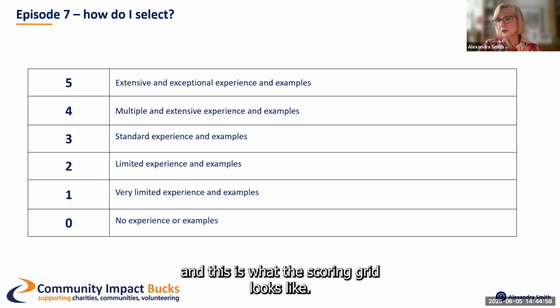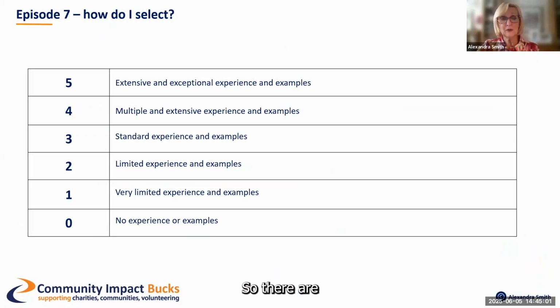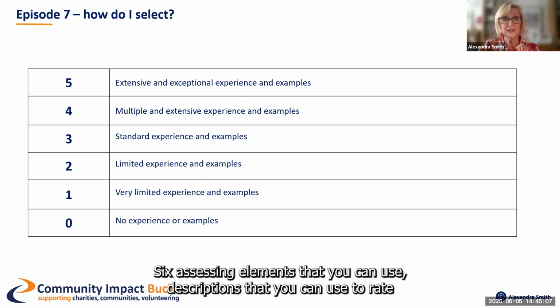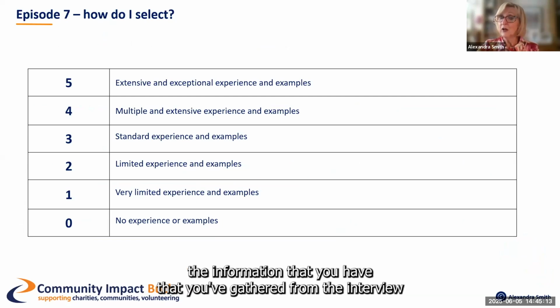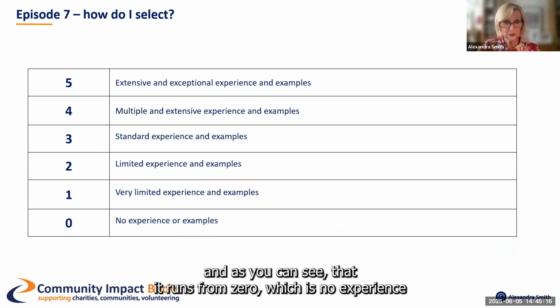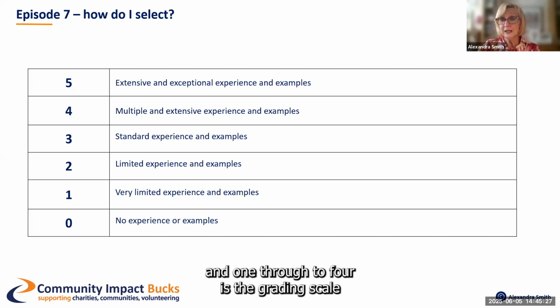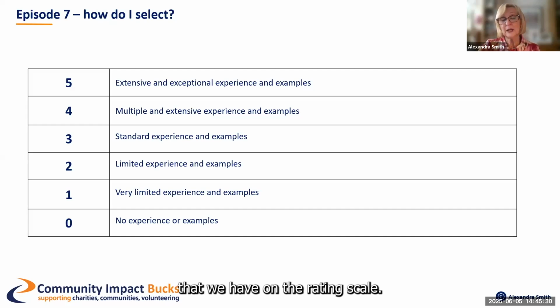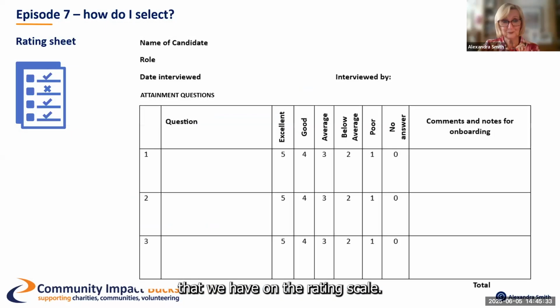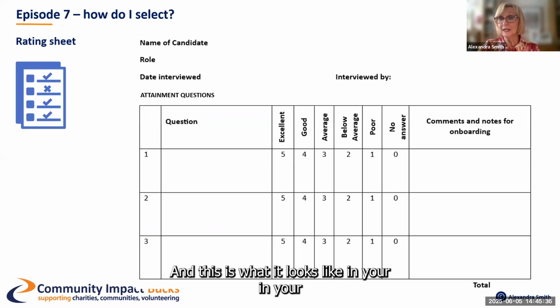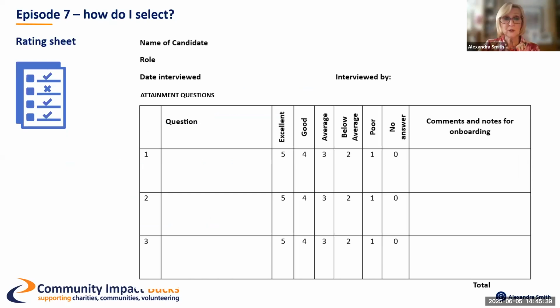And this is what the scoring grid looks like. So there are 6 elements that you can use, 6 assessing elements, descriptions that you can use to rate the information that you've gathered from the interview. And as you can see there, it runs from 0, which is no experience and no examples, to extensive and exceptional experience and examples. And 1 through to 4 is the grading scale that we have on the rating scale. So this is what it looks like, and this is what it looks like in your resource pack.